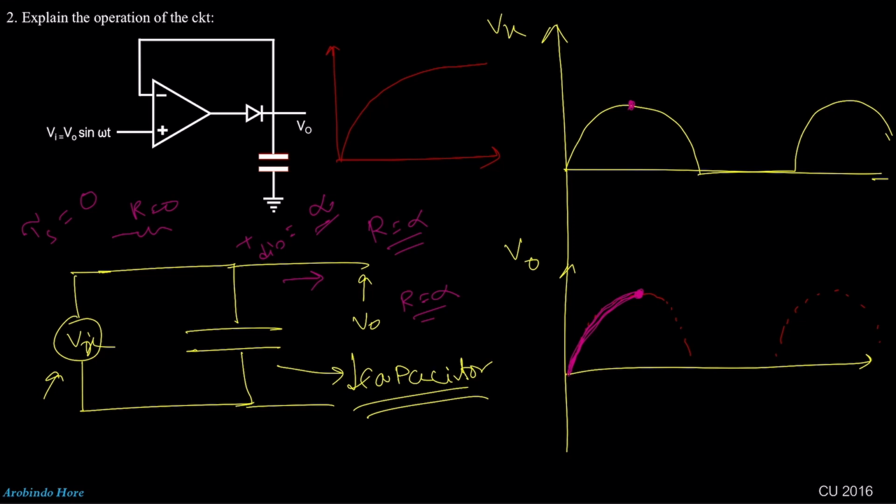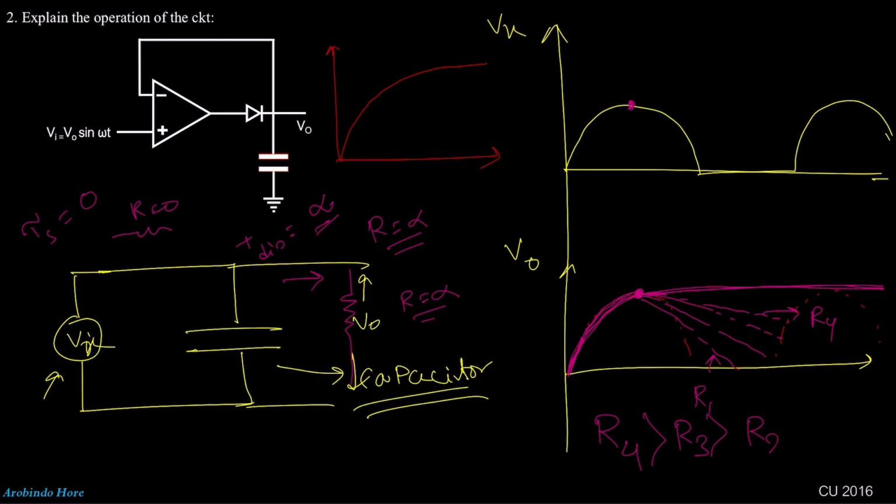That means the capacitor voltage will be kept constant like this, as there is no resistance in the output. Okay, but suppose you have a resistance here, then what will happen? Then this capacitor will discharge depending upon the time constant of the resistance, like this. Suppose this resistance is R1 and this resistance is R4. So we can write R4 should be greater than R3, should be greater than R2, should be greater than R1. Okay, so this will be the answer.